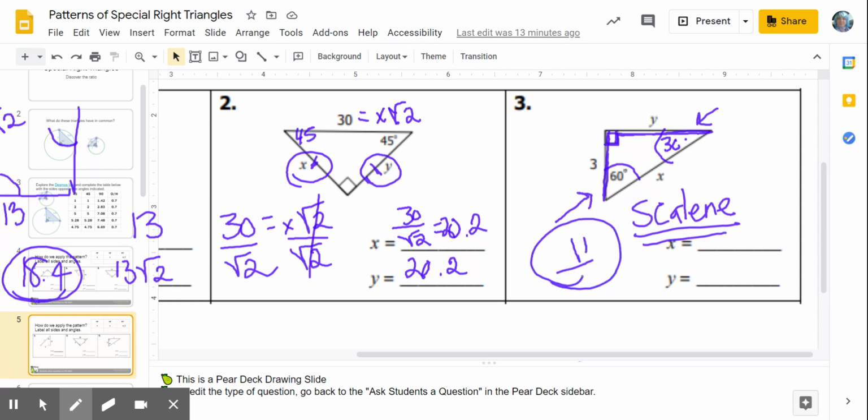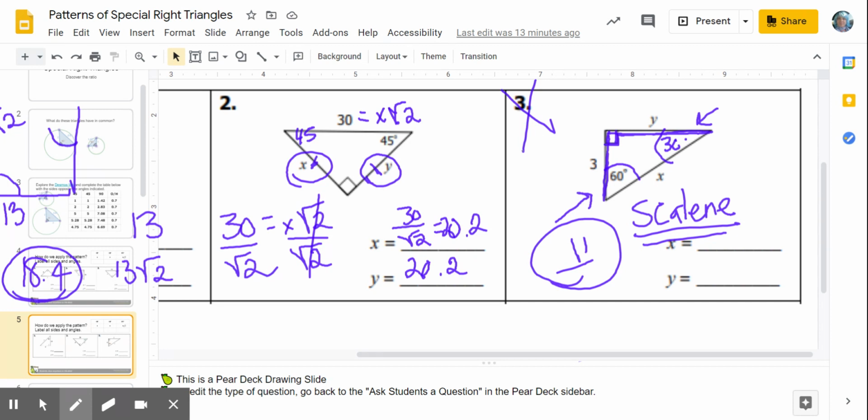I'm making lots of you very mad at me right now. This one is not isosceles, so we can't use the same pattern. We need a new pattern for the 30, 60, 90 triangles. Okay, so we can't do this one the same way. Put a little X there.